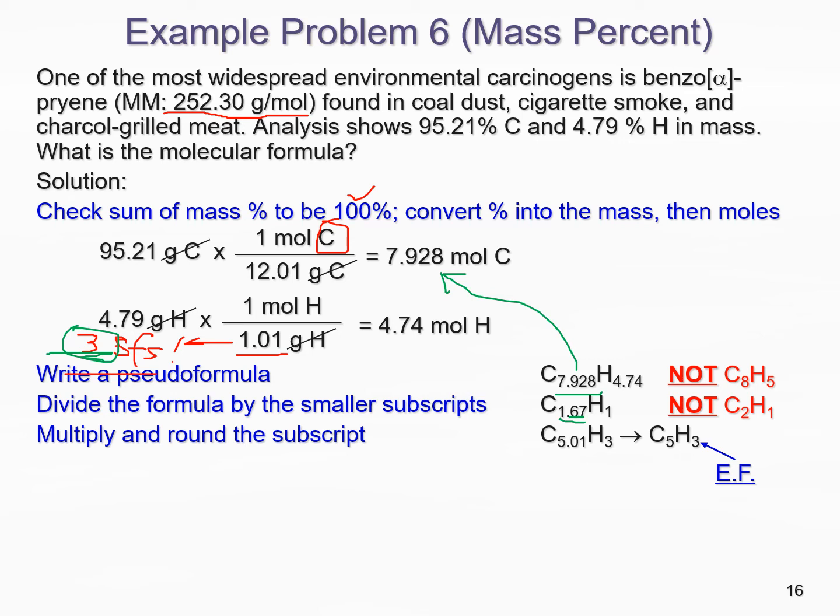Now, 0.01 is within the range for us to round it down. So the empirical formula is C5H3. That is our empirical formula.